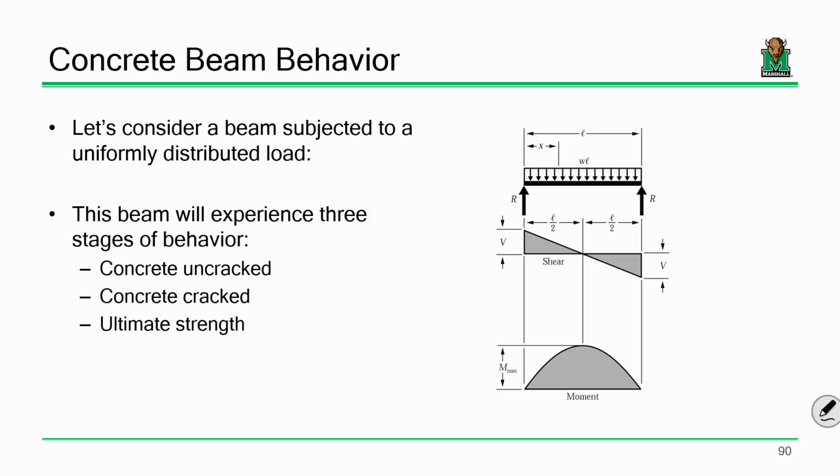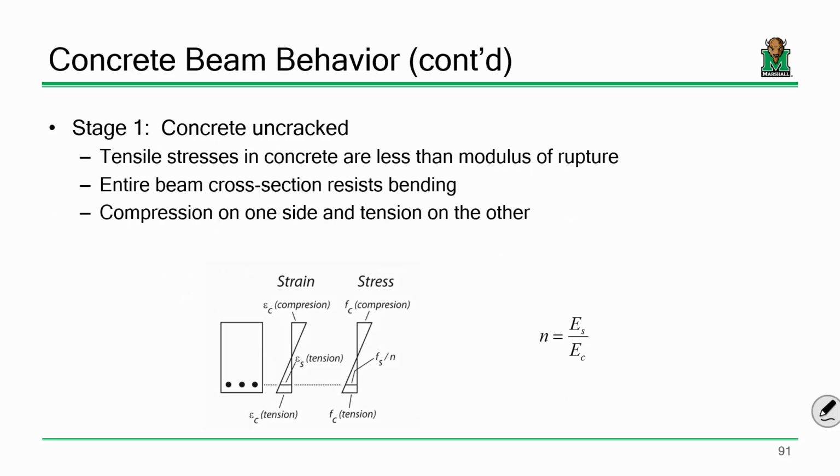So we're going to talk about the behavior of a beam before it cracks, after it cracks, and then what's the ultimate strength of that beam. The first stage of behavior is what I'm going to call concrete uncracked. In other words, it behaves like any standard typical beam, with moderately low levels of load. The concrete is able to resist those tensile stresses, but not a lot, because there is a point when it's going to fail to resist them, and that's when we reach f_r, the modulus of rupture.